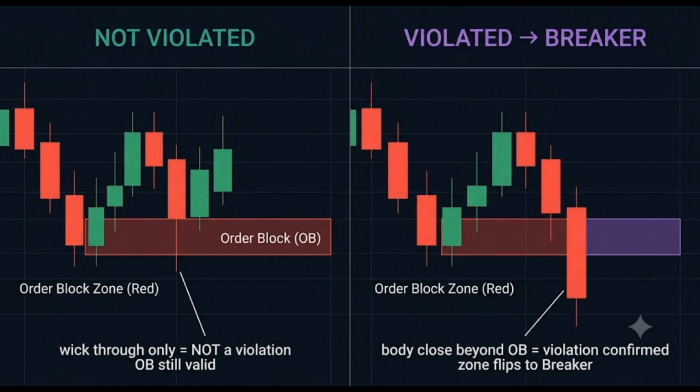This mirrors the BOS rule from video 2. Close matters, not wicks. A wick through is a test. A body close through is a violation. Once the violation closes, the zone reclassification is immediate. You do not wait. You mark it as a breaker at the next candle open.